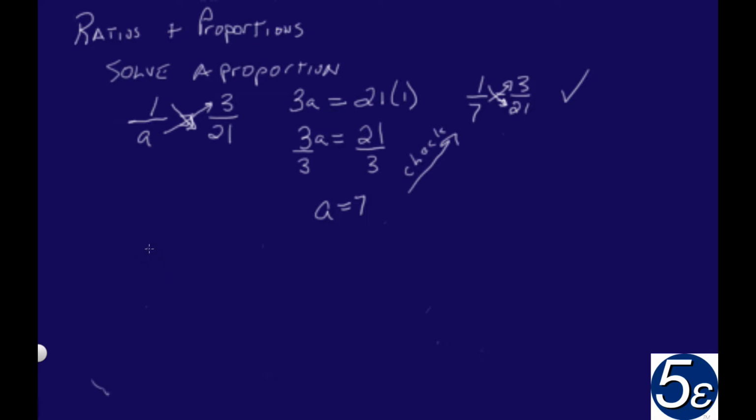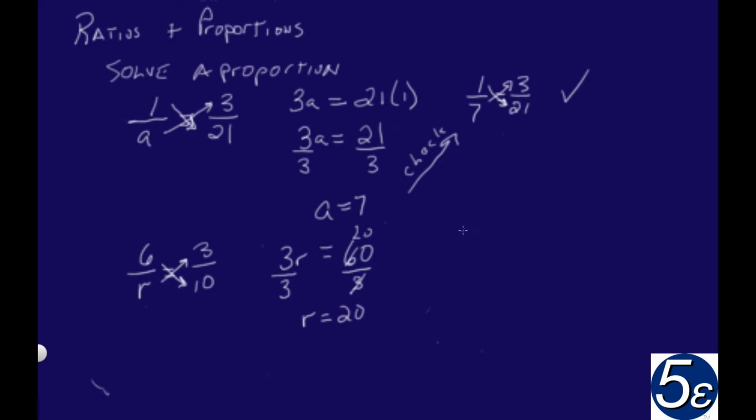So let's try another one, and we'll do 6 over r is equal to 3 over 10. So now we end up with our cross product multiplication here. We end up with 3r, because that's multiplying this diagonal this way, equals 60. So now we have our single step algebraic equation again. We will divide this side by 3, divide this side by 3, and we end up with r is equal to, 3 goes into 60, and we can solve this out to be 20 times, so r is equal to 20.